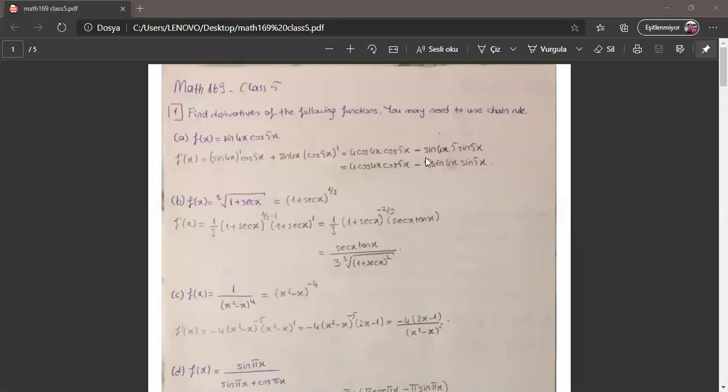Hi everyone, we'll solve the fifth worksheet today. So the questions are about chain rules and tangent line. So let's start. The first question is about derivative.